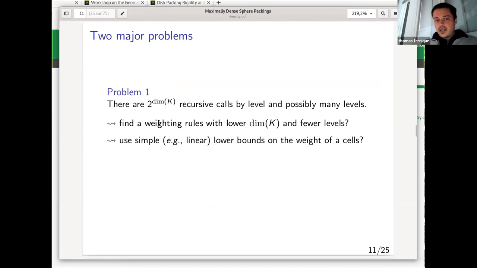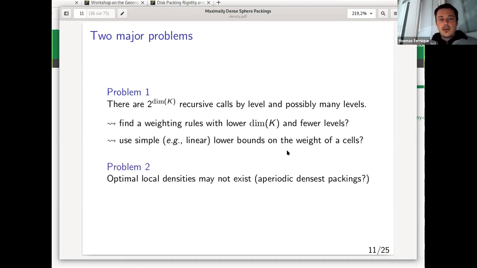To be more clever, it's to find better weighting rules to lower the dimension of K or to lower the depth of the recursion. Okay, I won't go into the details. But it is because of that that Hales could not prove his first local density inequality, and he had to change the weighting rules in order to make the computation feasible. Okay, so the first problem is that it can be quite long.